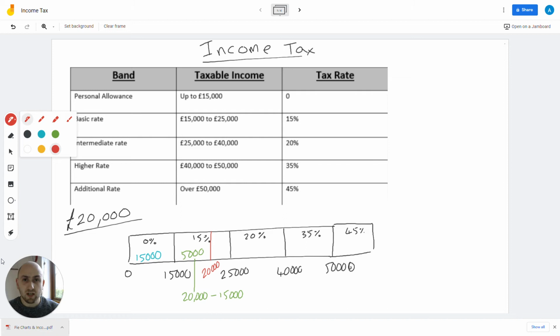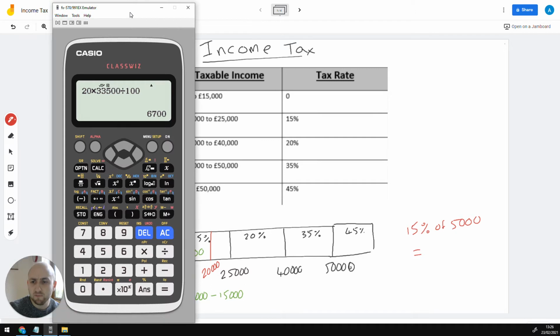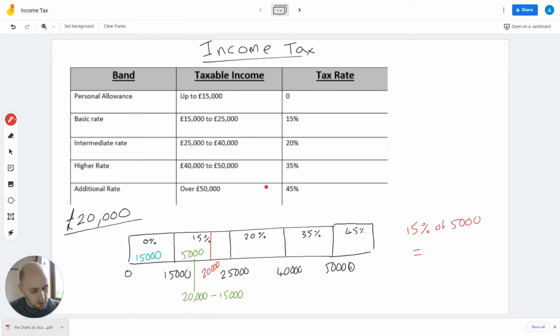Now what I'm going to do is work out the percentage. So this first bit is no tax, so I don't have to work that bit out. This next bit is the 5,000, 15%. So there's 15% of 5,000. Now remember, this is a calculator, so let me just grab my calculator. Working out 15% of that would be 15 times 5,000, and then because we're working out percent, we divide by 100, so 750. Okay, and that's how much tax is paid in total.